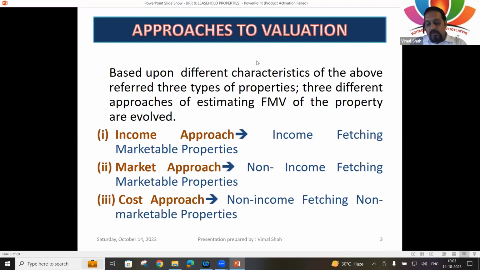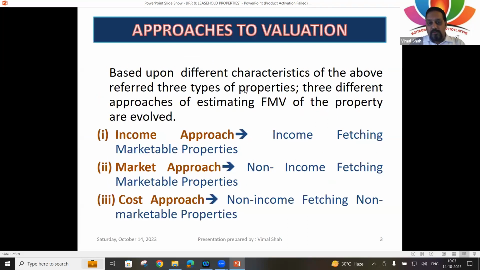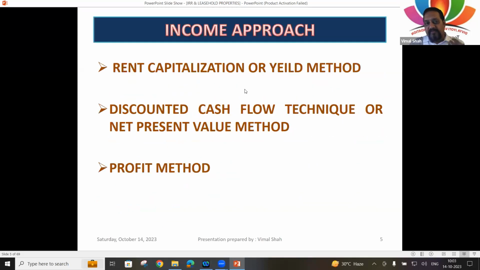So as everyone knows, you might have learned in our 50 hours training program that we can divide our properties into three categories based on marketability of the properties. We can have income fetching marketable properties, non-income fetching marketable properties, and non-income fetching non-marketable properties in the market. And for that, we have three approaches, that is market approach, income approach, and cost approach. So here we will be referring to the income approach to valuation.